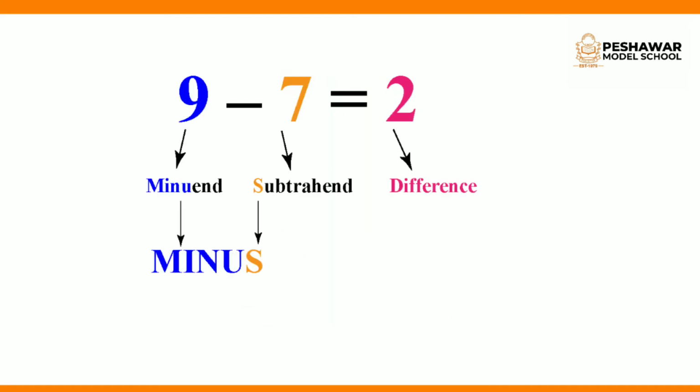Now look at this example. I have taken a very small example for you. 9 minus 7 equals 2. The 9 is called the minuend. This is the subtraction sign. 7 is called the subtrahend. And this is the equal sign. And the answer is called the difference. Clear?